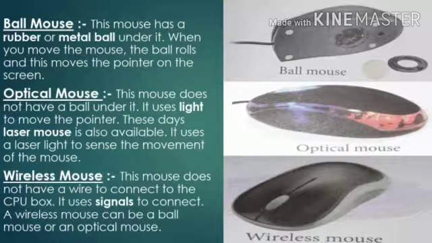And the last is wireless mouse. Wireless mouse does not have a wire to connect to the CPU box. It uses signal to connect. A wireless mouse can be a ball mouse or an optical mouse.